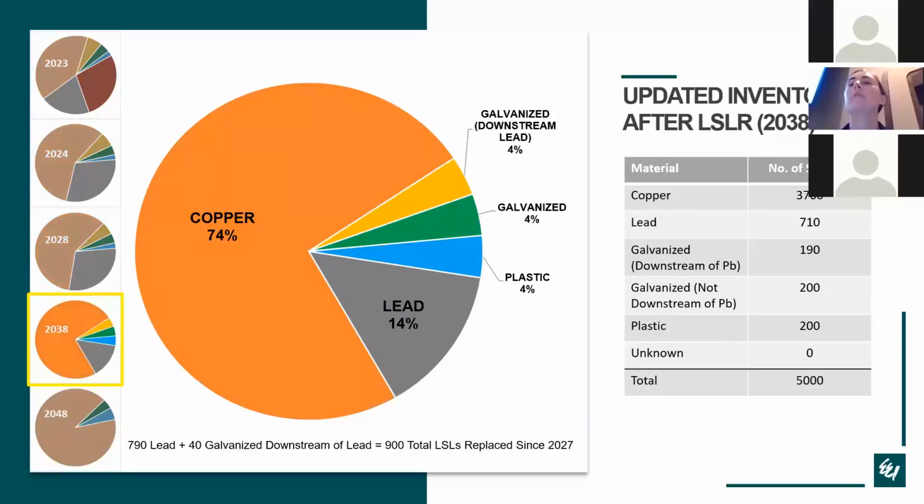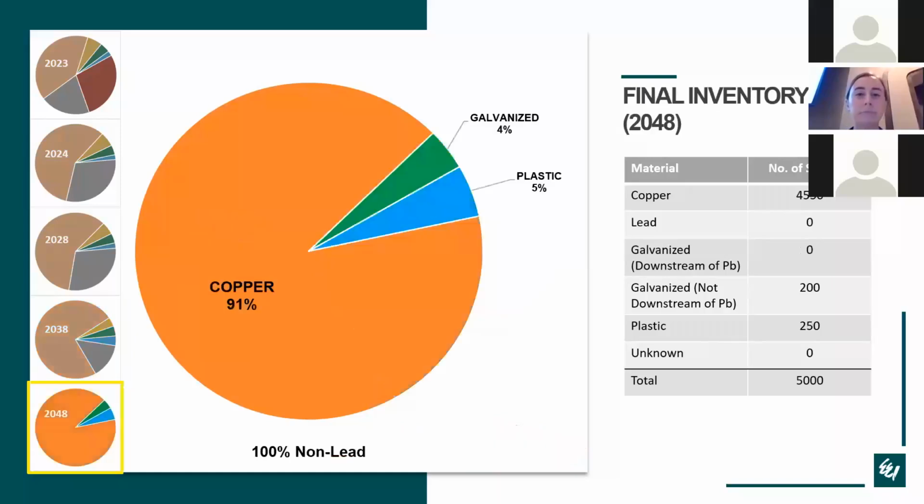This is the year 2038, so 10 years of lead service line replacements for a minimum total of 900 lead service lines replaced. These can be lead or galvanized downstream of lead. There's currently no requirement to prioritize one of those two options. And then finally, 20 years down the line in 2048, we can see that the community has eliminated all lead service lines. They've all been identified as copper, maybe plastic, even some galvanized that were proven to not be downstream of lead at any point. And we are at 100% lead free.